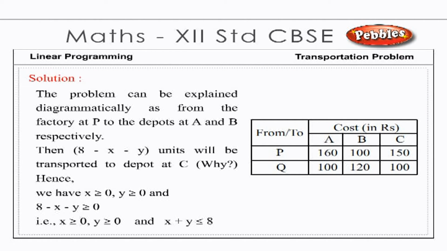Solution. The problem can be explained diagrammatically. Let X and Y units be transported from the factory at P to the depots at A and B respectively. Then 8 minus X minus Y units will be transported to the depot at C. Why? Hence, we have X ≥ 0, Y ≥ 0 and 8 − X − Y ≥ 0. That is, X ≥ 0, Y ≥ 0 and X + Y ≤ 8.